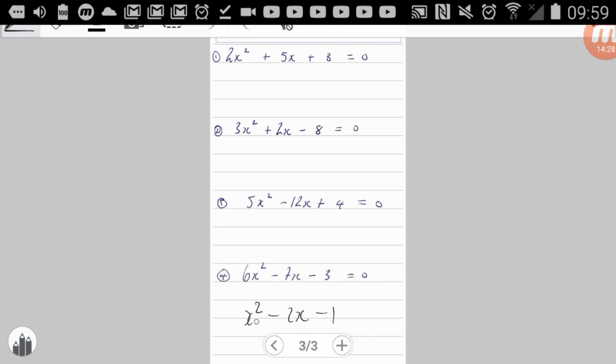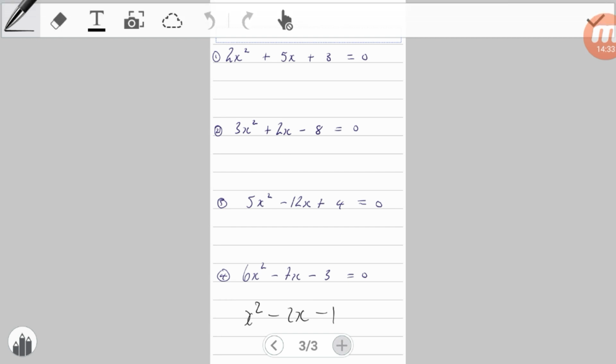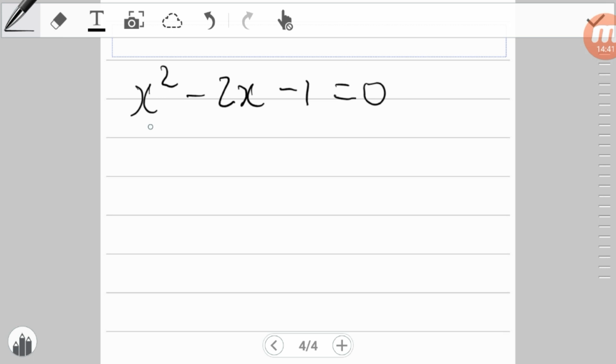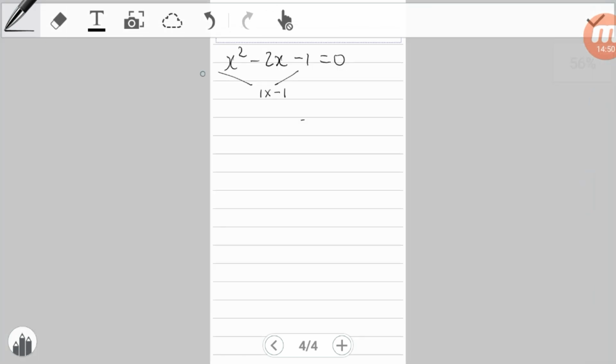Alright, now I do have an additional question down here that I want us to look at. So I'm going to go across to another page here. So that's going to be x squared minus 2x minus 1 equals 0. Let's hop onto that one. So once again, same procedure. That's going to be 1 multiplied by minus 1, and that's going to be equal to minus 1.